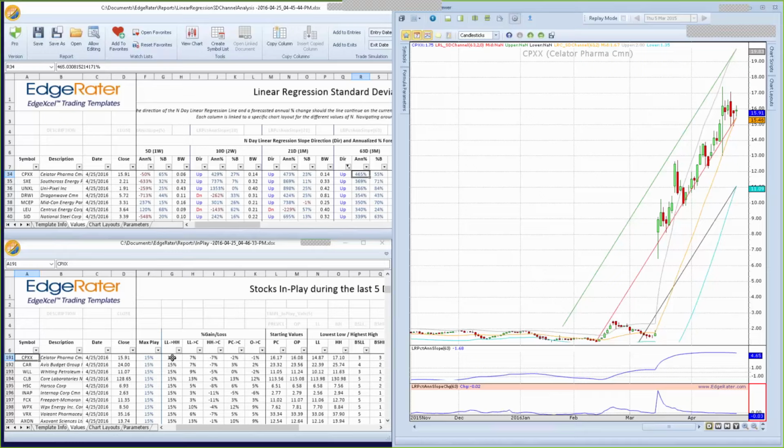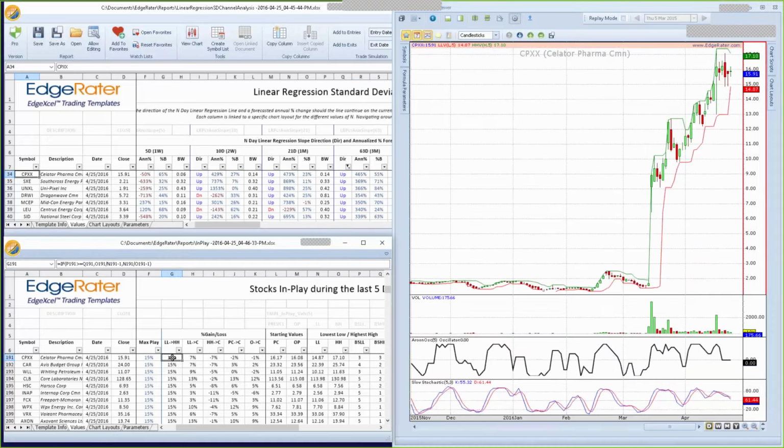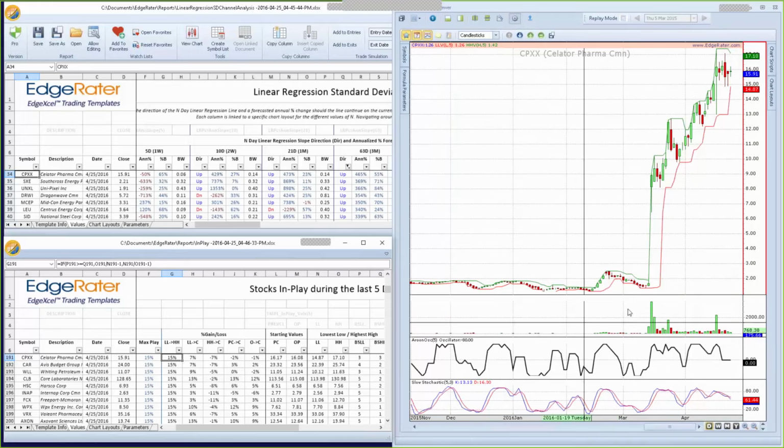Let me try this. Maybe I've got volume on this one linked in. What I did, I just clicked on the report below here, and these reports are kept in sync. So as I have CPXX selected in the top, it's also come to the top of the view here on the bottom. This report is linked to a different layout, which happens to have volume. So I won't go into that template anymore. I'll let George continue.